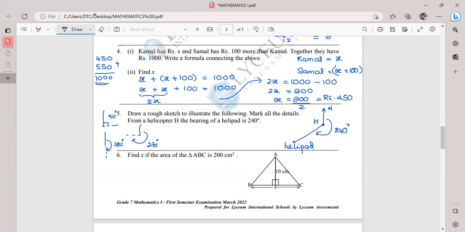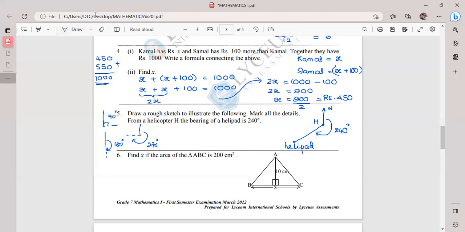So first I draw the helicopter with a dot, and as this is starting from the helicopter, the north direction should be with the helicopter. Then I drew the arrow and marked the north direction. Then 240 should be between 180 and 270. Therefore, I mark the helipad like this, and this is only a rough sketch. Therefore, no need to measure the angle 240 or the other reflex angle using the protractor. No need, because this is a rough sketch. The only thing is you want to show that 240 is more than 180 and less than 270.